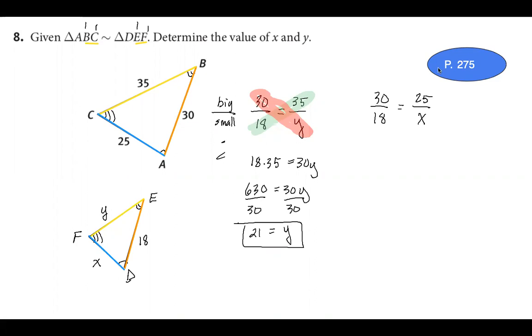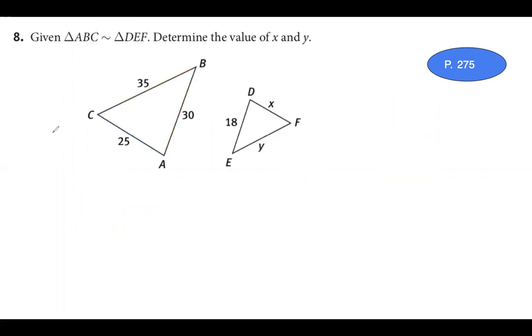And then I'm going to cross multiply. Oh, cross multiplying. How fun. So I'm going to multiply 30 times x, and I'm going to multiply 18 times 25. 30 times x is 30x. 18 times 25 is 450. Divide both sides by 30 to get x by itself. And x is going to be equal to 15. There we go. We found x and y. I think we've got one more.